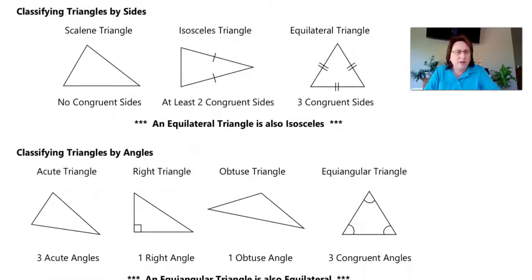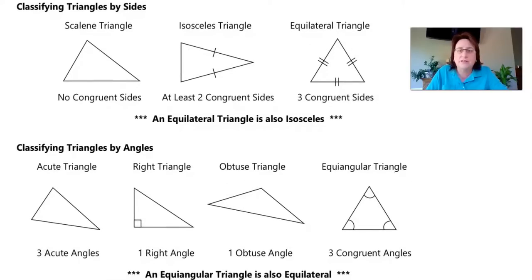Now, I'm going to make sure that my screen is set up. Okay, so right here, when we say that we're going to classify triangles by their sides, that means that we look at the side lengths. So if we have a triangle with no congruent sides, then that is a scalene triangle.